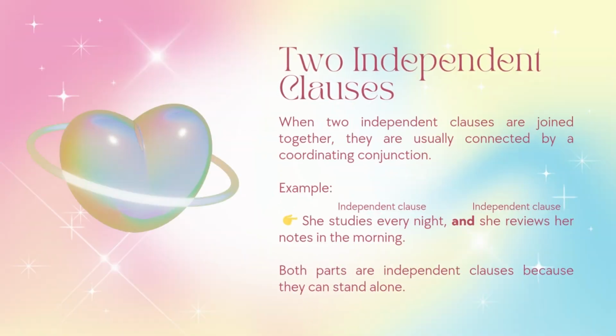Two independent clauses. When two independent clauses are joined together, they are usually connected by a coordinating conjunction. For example, she studies every night and she reviews her notes in the morning. Both parts are independent clauses because they can stand alone.